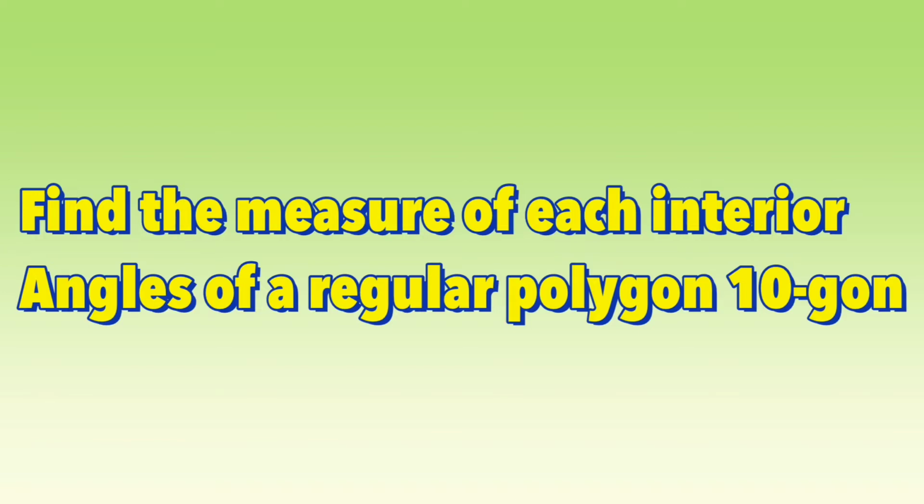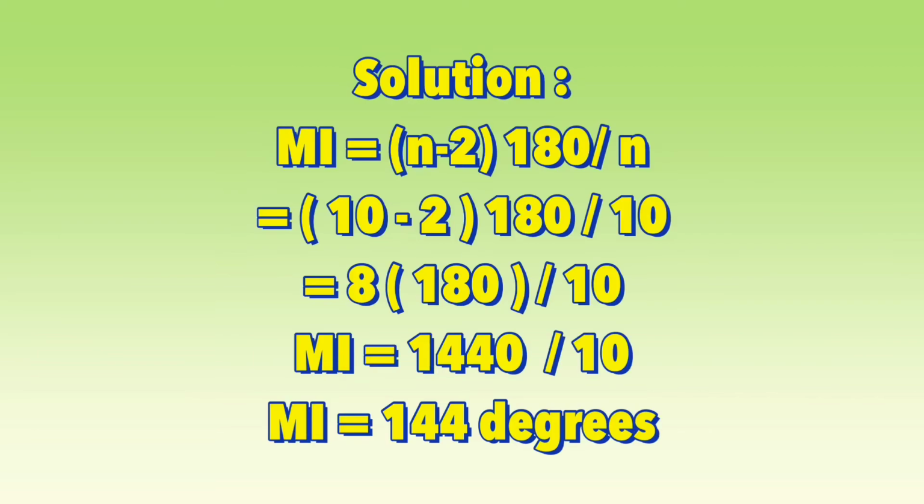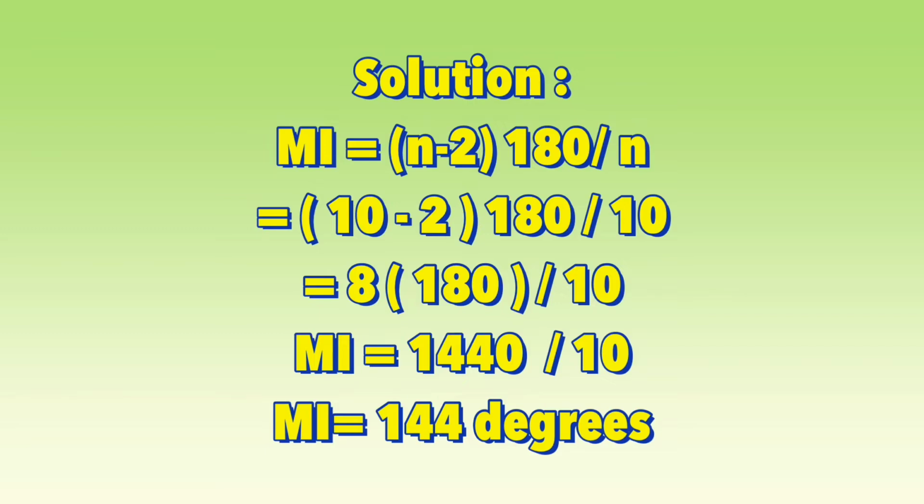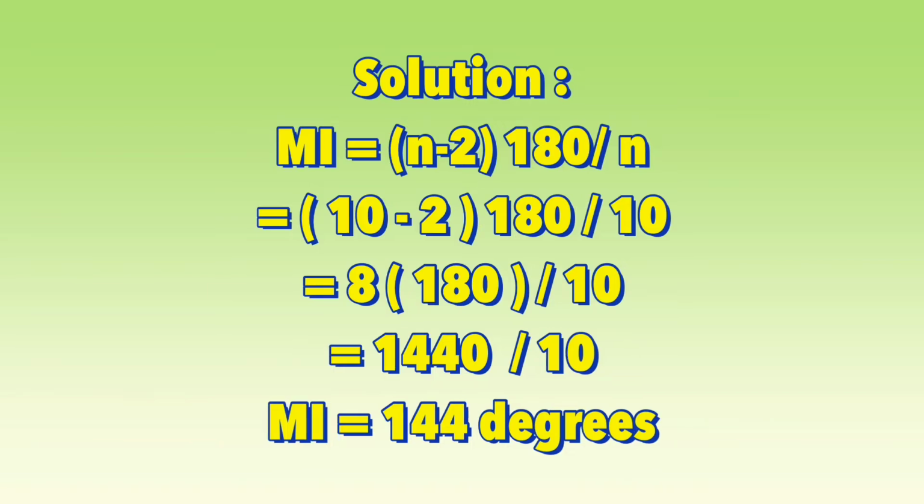A pentagon means 10 sides. So our formula is mi equals n minus 2 times 180 over n. Then we substitute the value of n, which is 10, so 10 minus 2 times 180 over 10. Then 10 minus 2 is 8 times 180 over 10. Then 8 times 180 equals 1,440 over 10. The angle is 144 degrees.